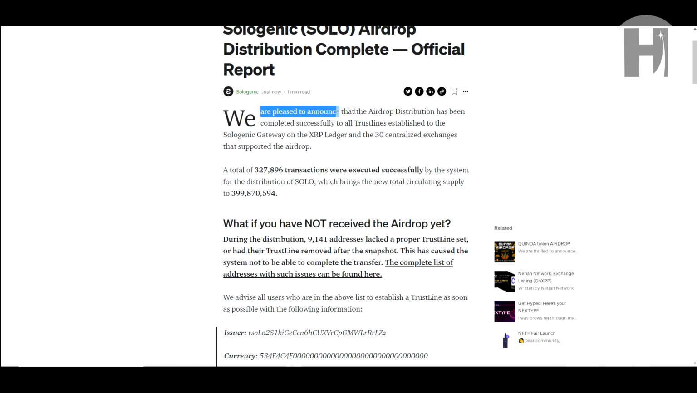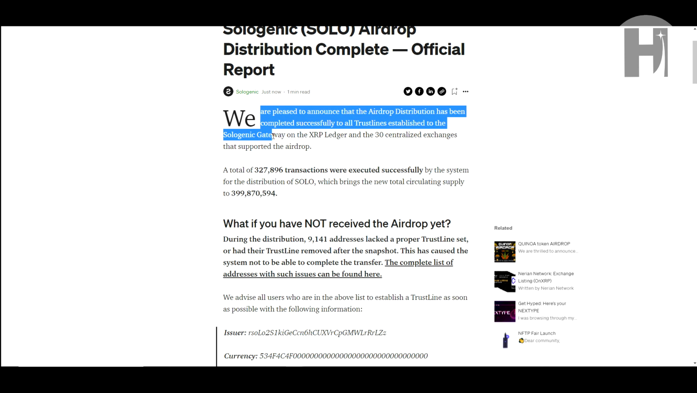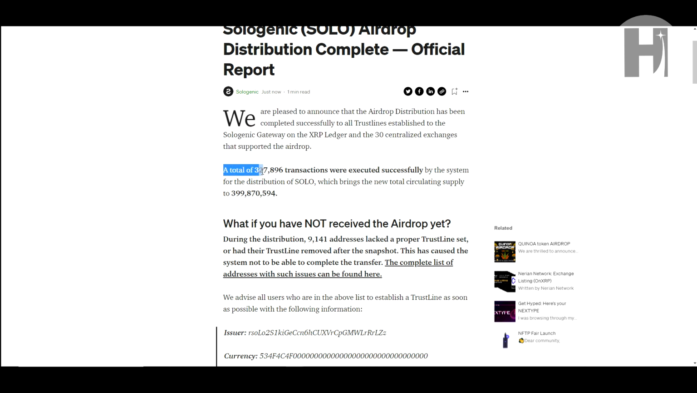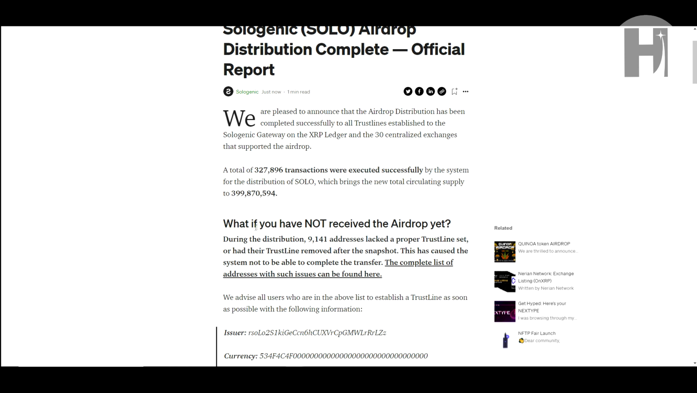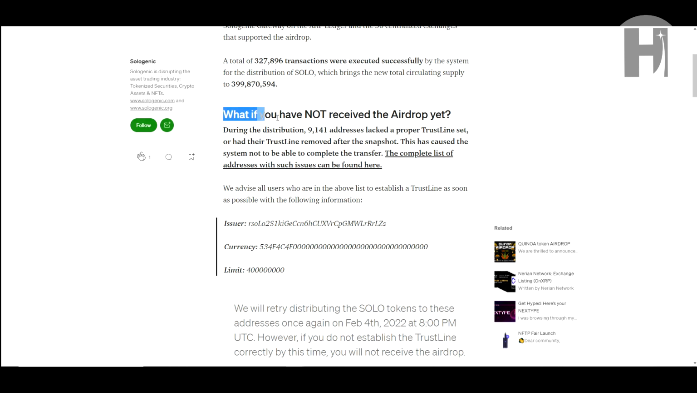We are pleased to announce that the airdrop distribution has been successfully completed to all trust lines established to the Sologenic gateway on the XRP ledger and the 30 centralized exchanges that supported the airdrop. A total of 327,000 transactions were executed successfully by the system for the distribution of the Solo token, which brings the new total circulating supply to almost 400 million tokens. So what if you have not received the airdrop yet?